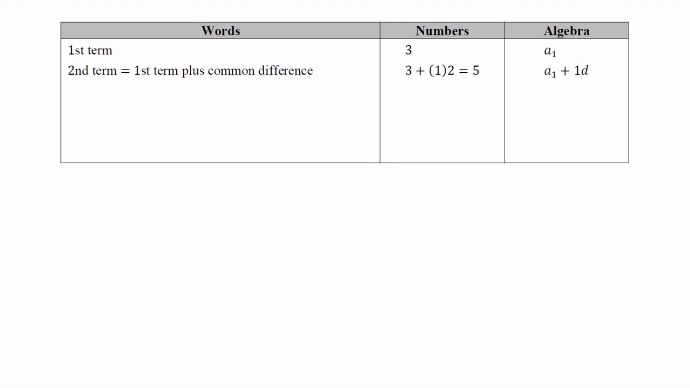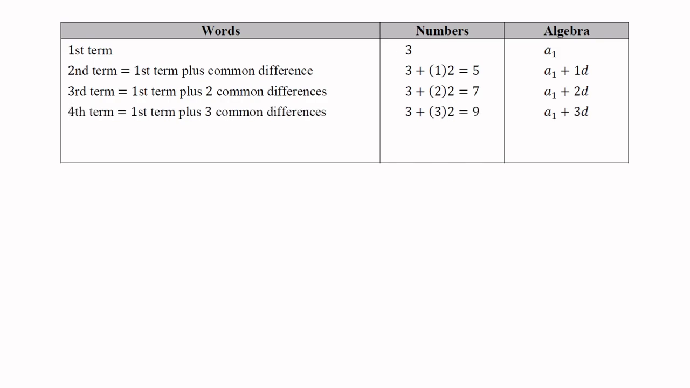So we have 3 plus 2 equals 5. Our second term is a sub 1 plus 1d. Our third term is our first term plus 2 common differences. So 3 plus 2 times 2, which is 4, equals 7. So we have a sub 1 plus 2d. Our fourth term is our first term plus 3 common differences.